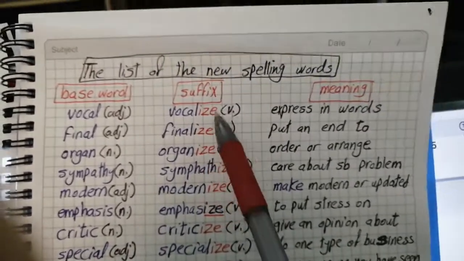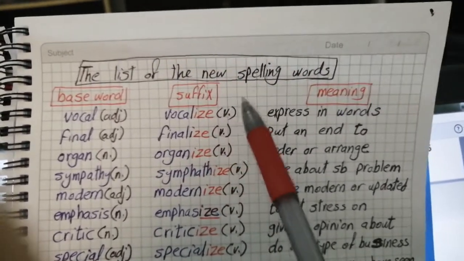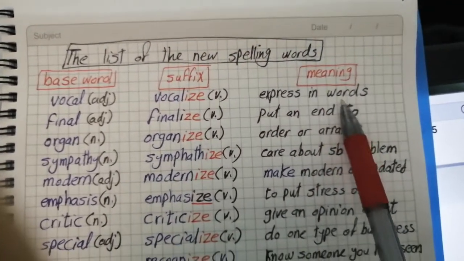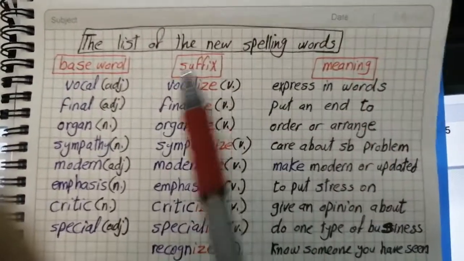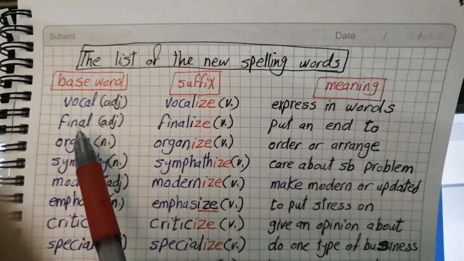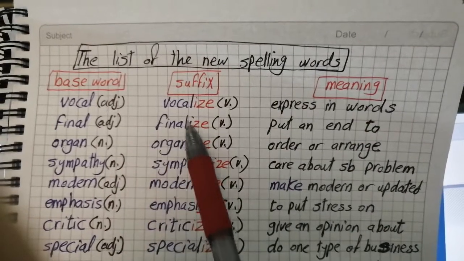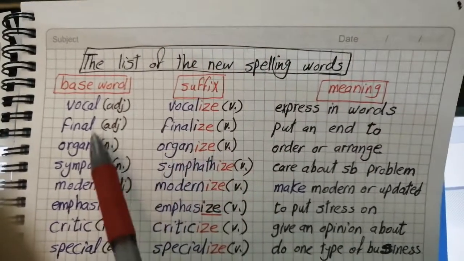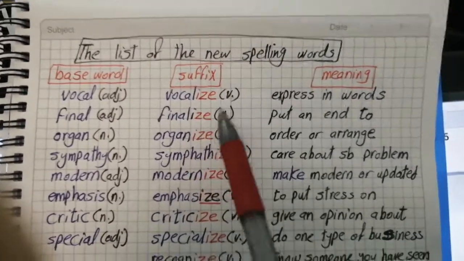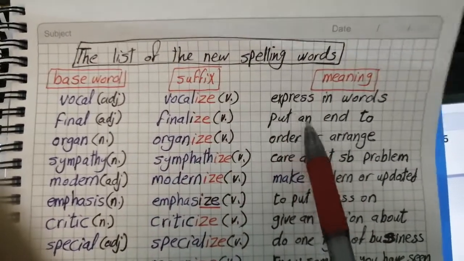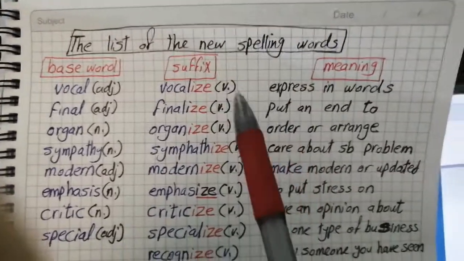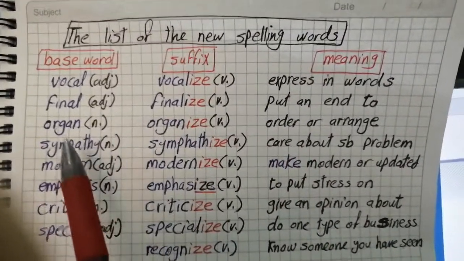And vocalize is a verb, means to make something expressed or to express feelings and ideas in words to the others. Number 2, the adjective final. Final means the end. And when adding ize, I change it from an adjective final into the verb finalize. Finalize means to end or to finish or to put an end to. For example, let's finalize our project today.